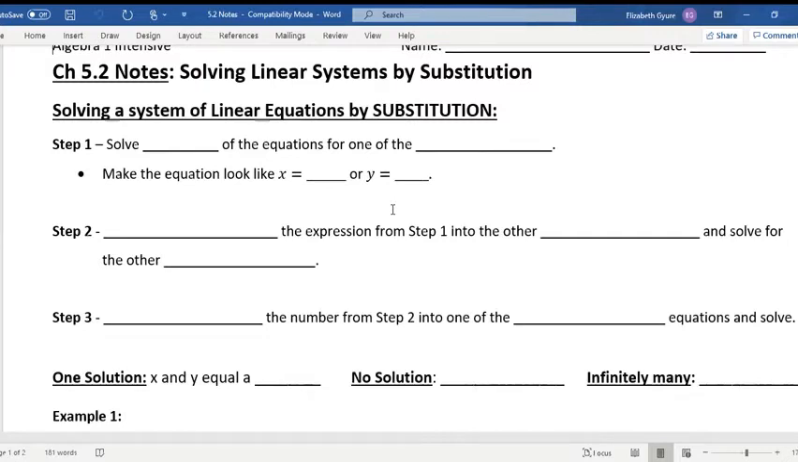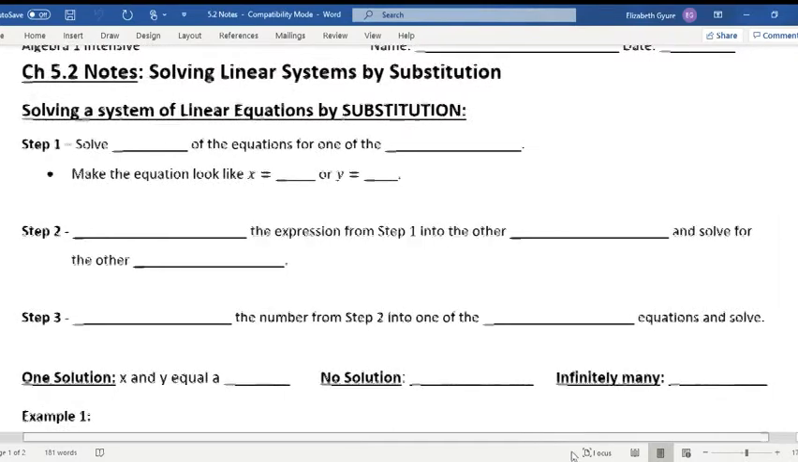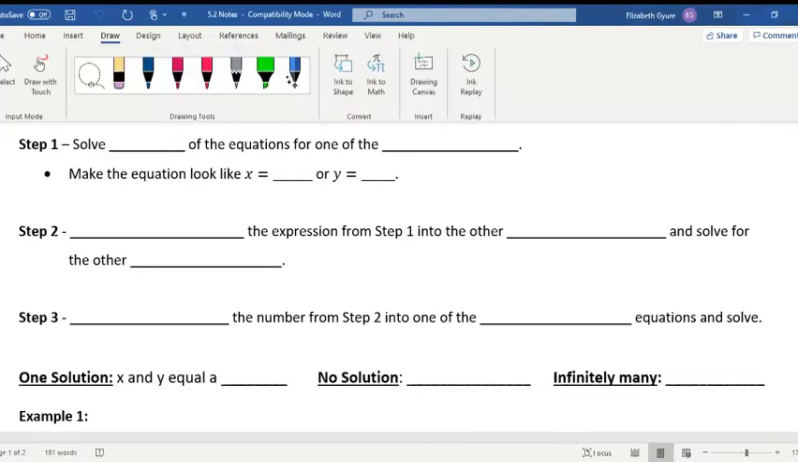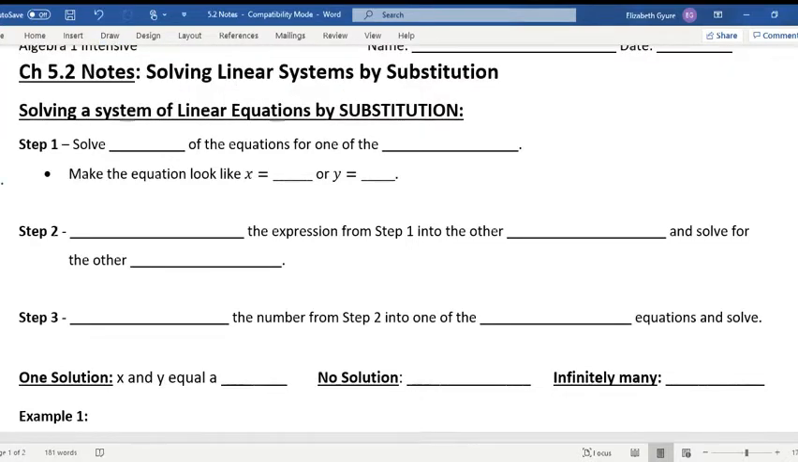So solving a system of linear equations by substitution. It is a 3-step process. If you are someone that likes color coding, this is a really great color coding lesson, so you can always highlight or use different colored pens or whatever you want with that. So step 1 is to solve one of the equations for one of the variables.